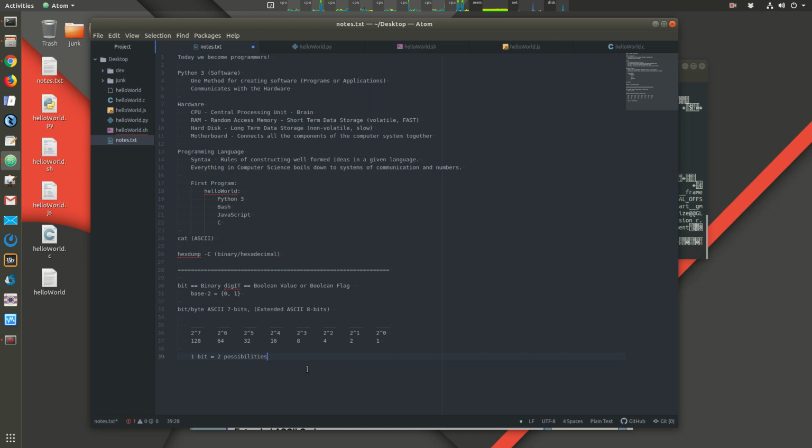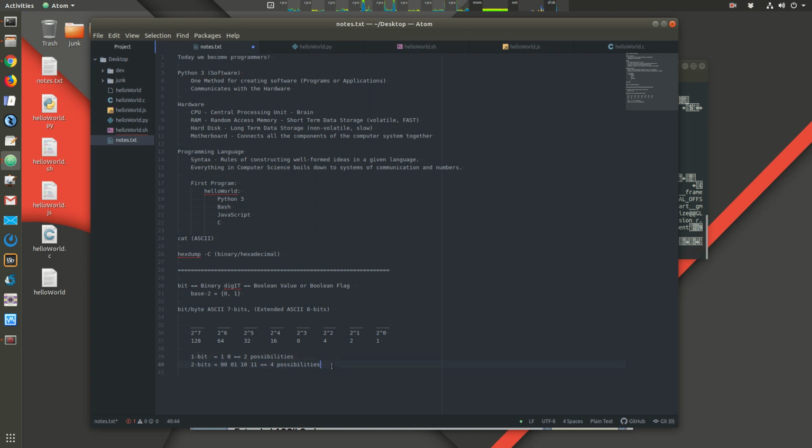There we go. Alright, now what about 2 bits? Okay, what can we have? Well, with 1 bit we can have a 1 or a 0, and that's 2 possible outcomes. With 2 bits we can have 0 0, 0 1, 1 0, and 1 1, and that equals 4 possibilities.